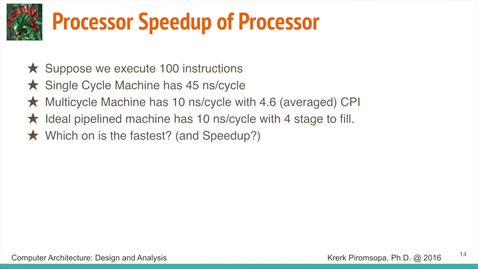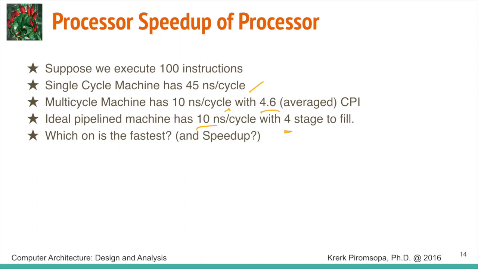Now a little bit of exercise again. Suppose that we have 100 instructions. If our single cycle processor got 45 nanoseconds per cycle and our multiple cycle processor got 10 nanoseconds per cycle with the average CPI of 4.6, and the ideal pipeline machine has 10 nanoseconds per cycle with 4 stages. All right, what would be the CPU time of each one and the potential speedup?